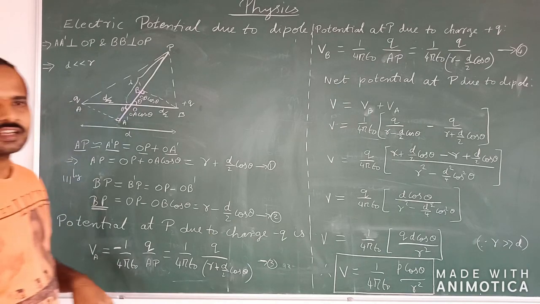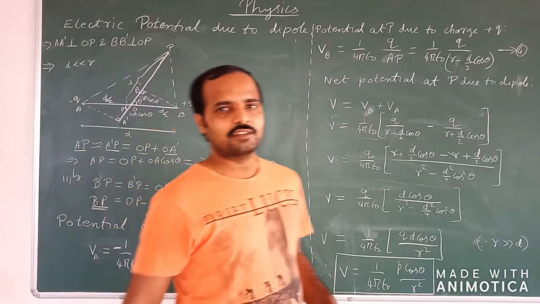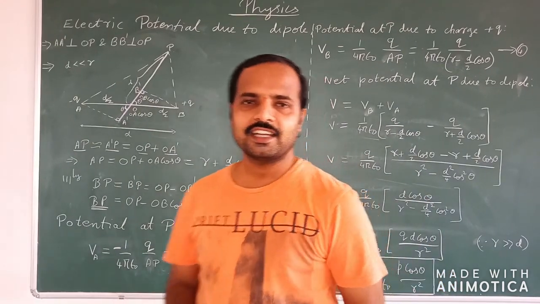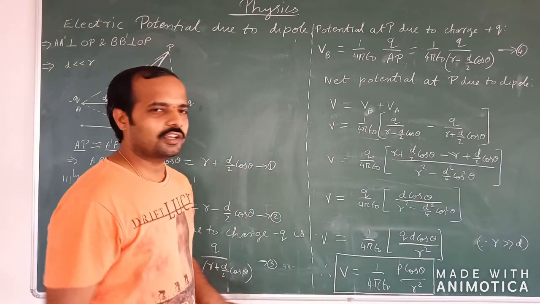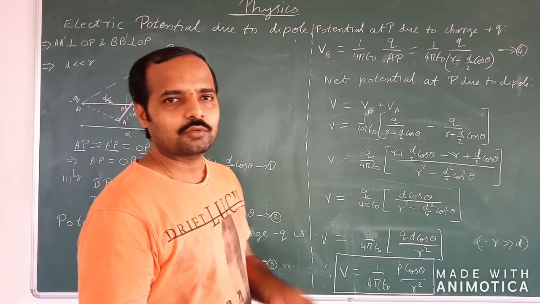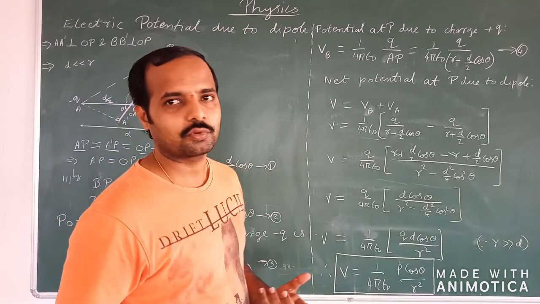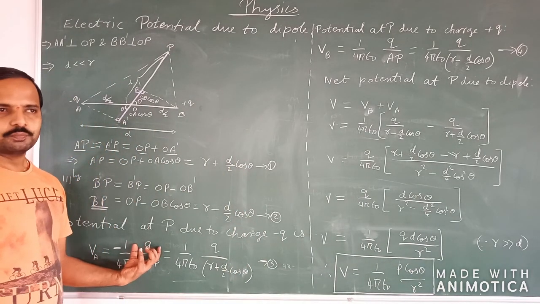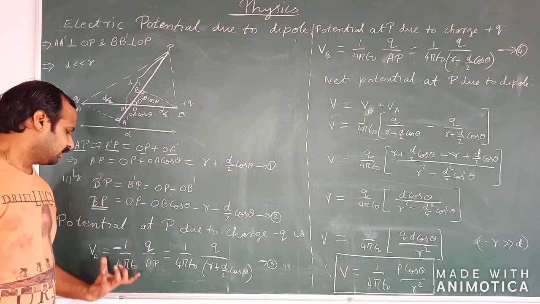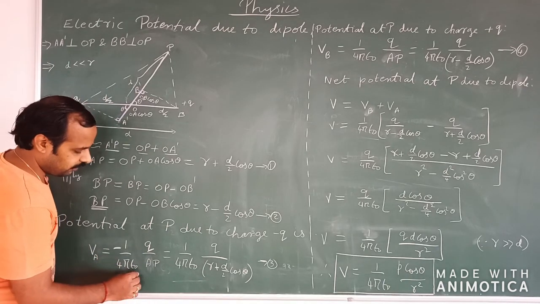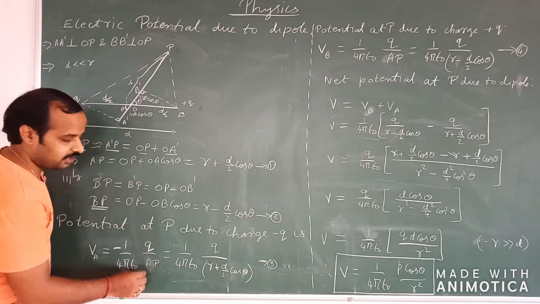Unlike in the case of electrostatic force and electric field, here the potential will take up negative or positive values depending on which charge exists, and due to which charge we have to find the electric potential at a given point. Since V depends on Q, both its magnitude and its sign, it will take a negative value. So VA is equal to minus 1 by 4 pi epsilon naught into Q by AP.